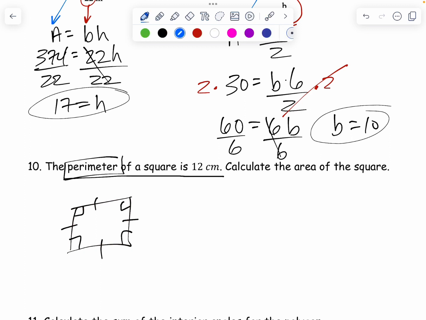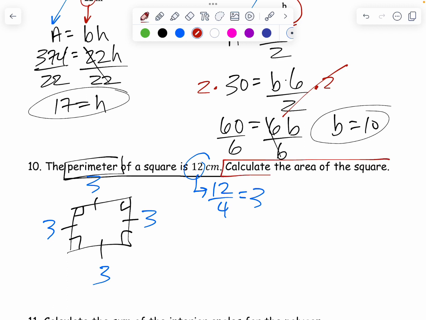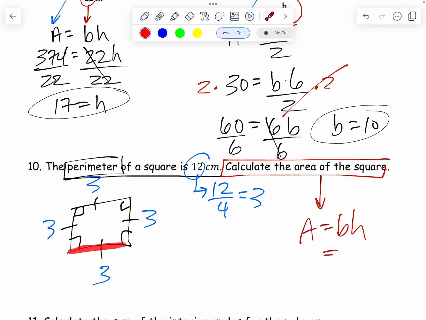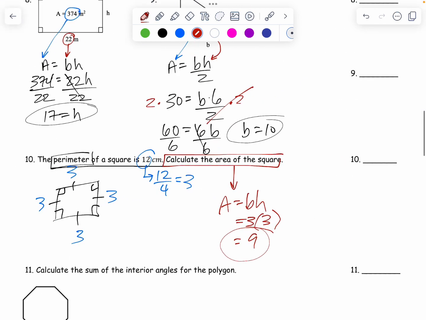So how are we going to figure out what each side is? Well, 12 divided by 4 is 3. That means this is 3, this is 3, this is 3, this is 3. And that gives me a perimeter of 12. Now the question asks me to calculate the area of the square, and the area of the square is base times height, just like a rectangle. And it looks like, you guys, the base is 3 and the height is 3. So I'm going to put 3 times 3, which is 9. Careful on that problem, okay?